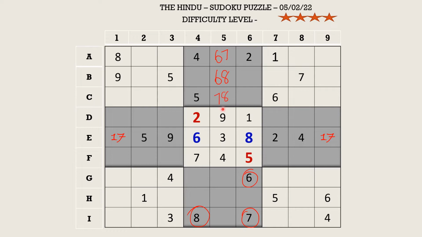Now the missing numbers in this column are 1, 2 and 5. In H row you have 1 and 5 blocking. So H5 takes 2 and the rest of the cells G5 and I5 take the 1, 5 pair.